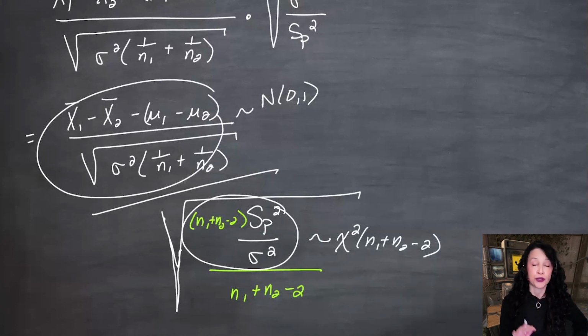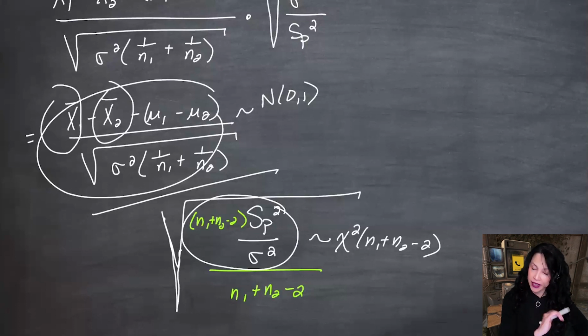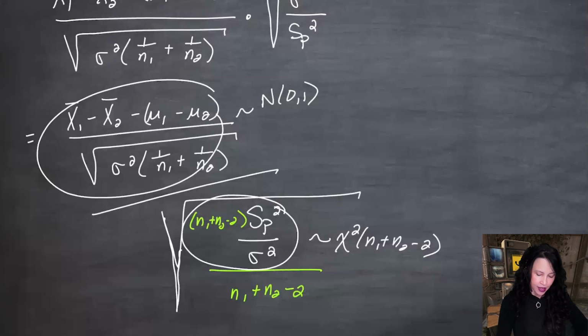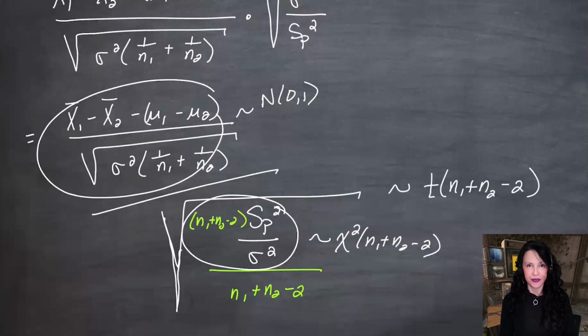The two circled things are independent. We haven't shown this here, but we did show it using that long Jacobian problem when we had one sample. We showed that the single sample variance is independent of the single sample mean. And so you can argue that S1 squared is independent of this and also independent of this because it's an independent sample calculation. But my point is that this entire thing has a t-distribution with n1 plus n2 minus 2 degrees of freedom.